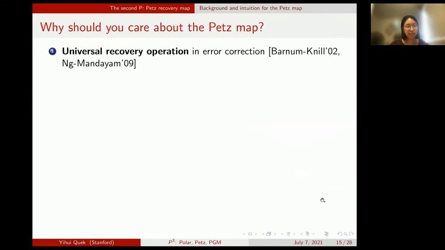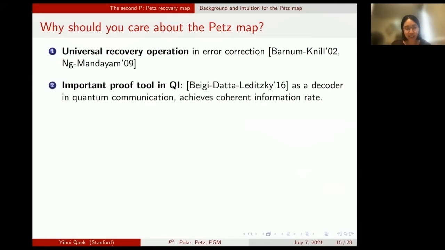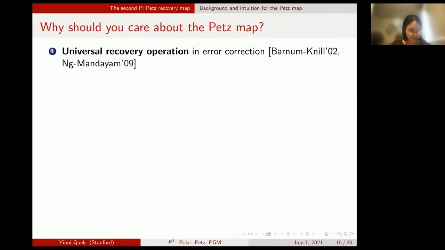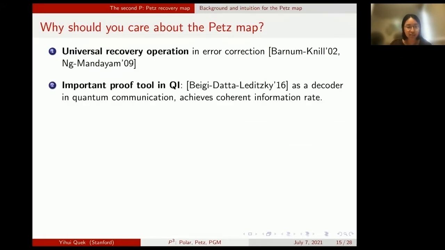Okay, so before that, why would you care about implementing the Petz map? Well, it turns out that it appears in many, many places in quantum information. Firstly, it appears as a recovery operation in error correction. And this makes perfect sense because, as I said just now, the Petz map can be thought of as the reverse of a quantum noise channel. It also appears as a decoder in quantum communication where it actually achieves the maximum possible information rate.